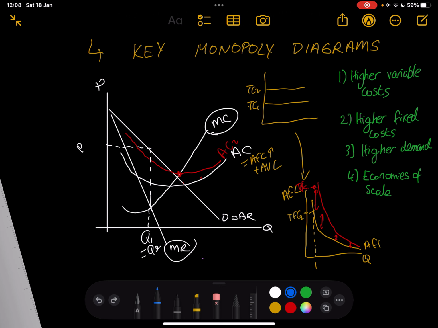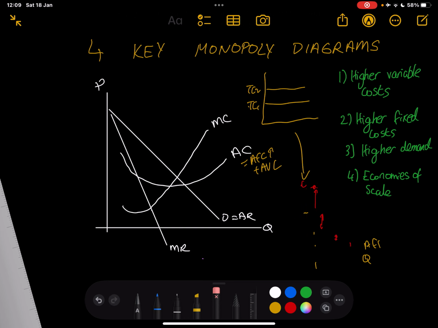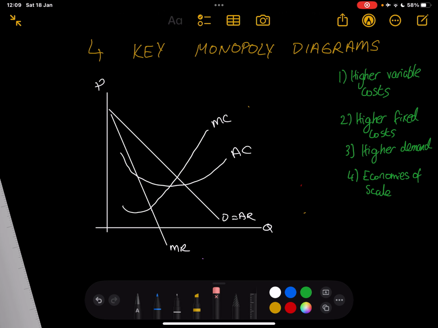Right, next one is higher demand. So when it comes to higher demand, what you need to remember is that it's going to shift two things at the same time. It's going to shift your demand curve, and it's going to shift your MR curve. Right, so it's going to shift two things. It's going to shift your AR, and it's going to shift your MR.